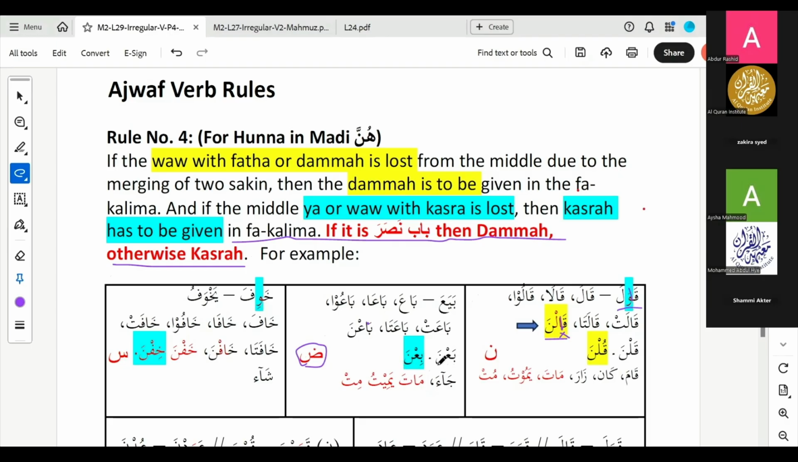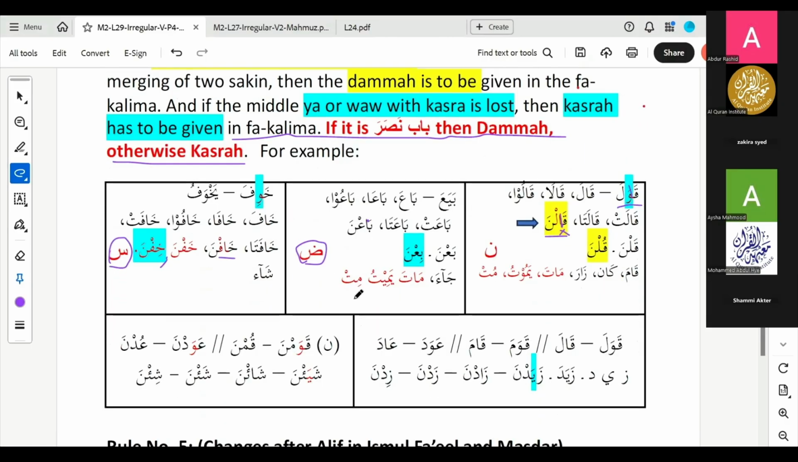Bi'na. One more example. Khafa, khafu, khafat, khafata, khafna. Again two sakin, the weak letter of the verb gets dropped. It becomes khafna. Since this is Samia family, kasra is added. So it becomes khifna. So this one I will explain after explaining this Amar formation.